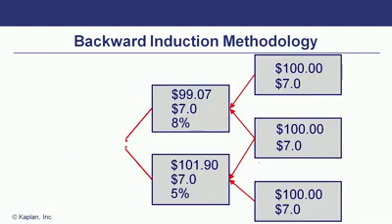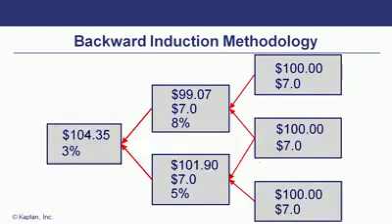So it looks like this. We get this 99.07 in the up state at time 1, and 101.90 in the down state at time 1. Add in the $7, add those together, divide by 2, and then divide all that by 1.03 to discount it back, and you get a value for the bond today of 104.35. Congratulations. You just went through your first binomial interest rate model valuation.